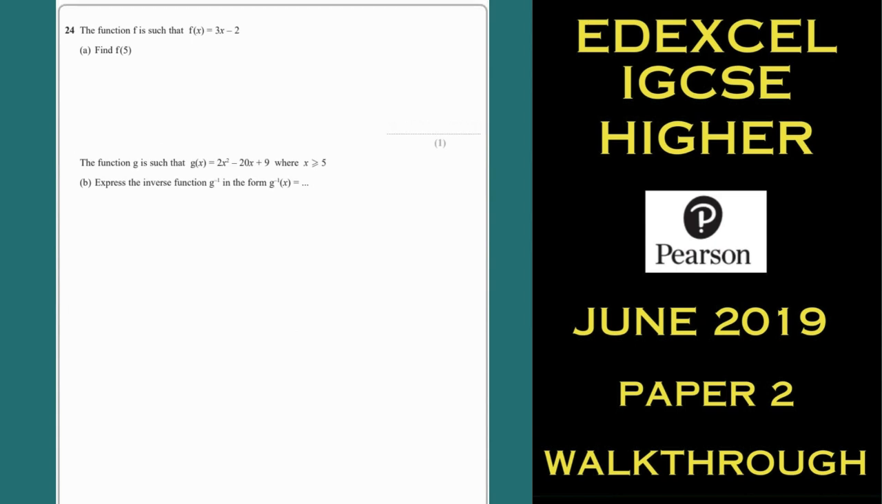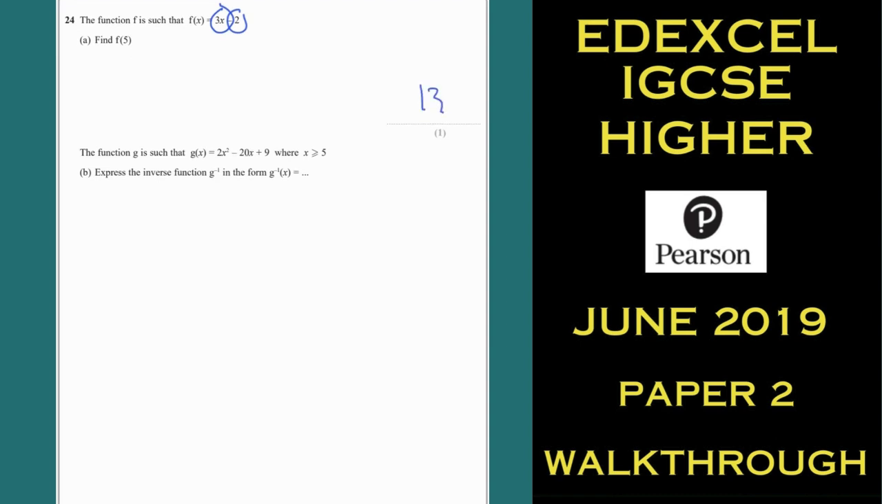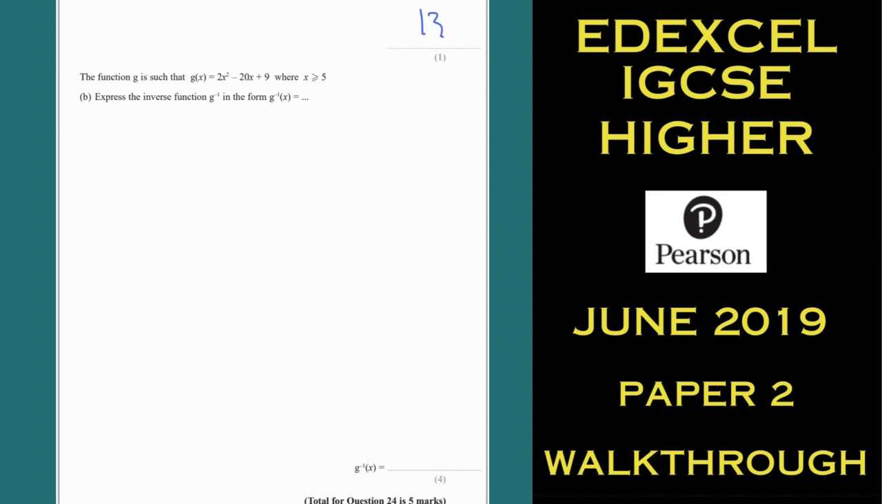So f of 5, that's dead easy. 3 times 5, 15. Take away 2. That's not the difficult bit. This is the difficult bit.